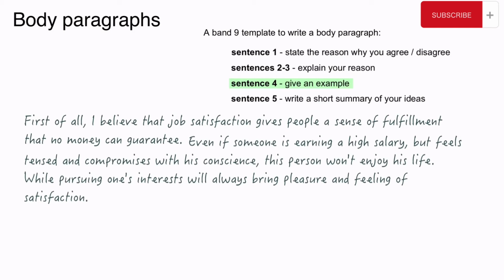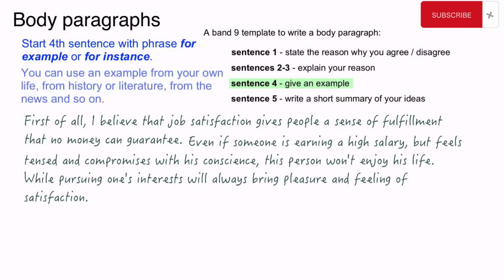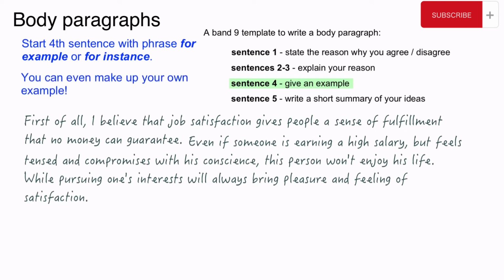In sentence 4, you should give an example to support your opinion. Start this sentence with phrase, for example, or for instance. You can use an example from your own life, from history or literature, from the news, and so on. You can even make up your own example. If you don't have enough time to think of an example, it's totally okay to use your imagination and make up a story. But be aware that you should create a logical example. Don't make up some nonsense.